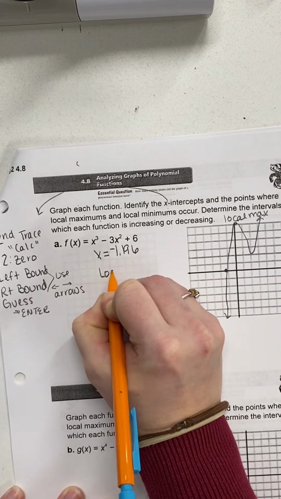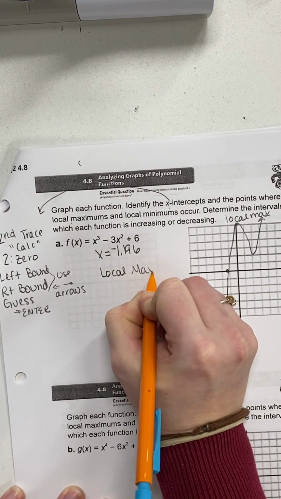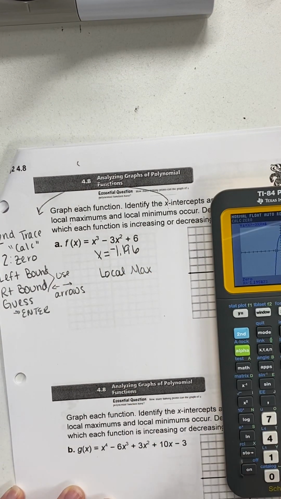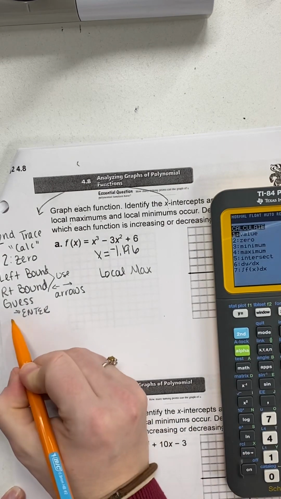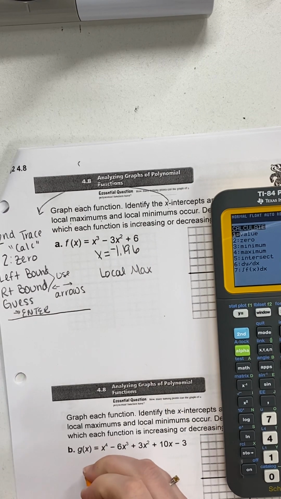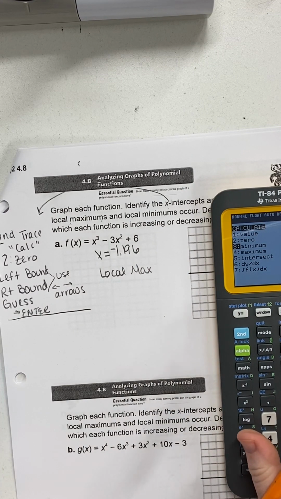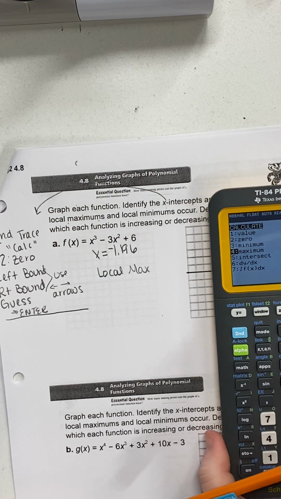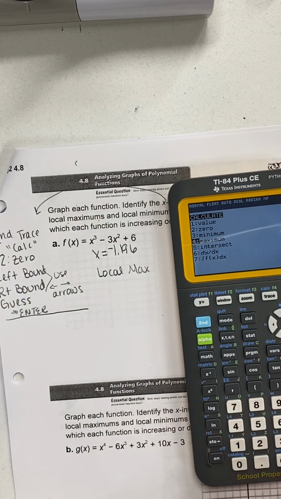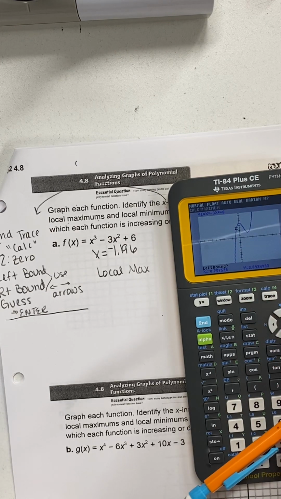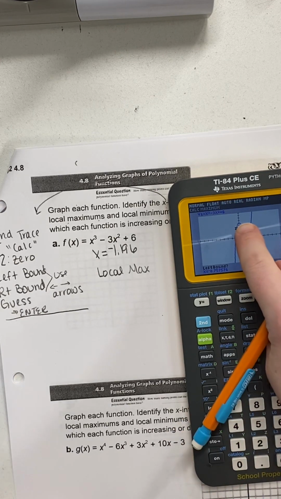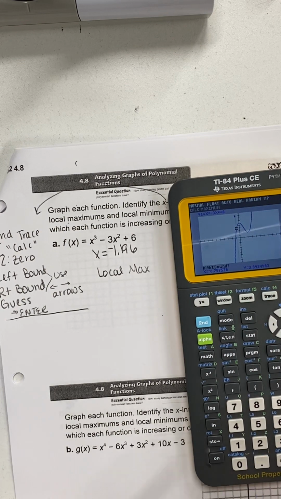So I have to figure out what that value is. So hit second trace again, do the exact same thing. This time though, we're going to go down to maximum instead of a 0. So you're going to go to the maximum. Again, we're going to do our left and our right bound. So left bound, again, this is the point. So I'm going to go to the left side, to the right side, hit enter.